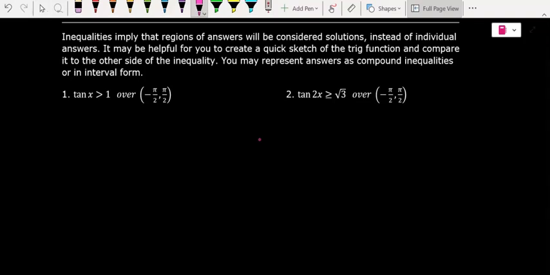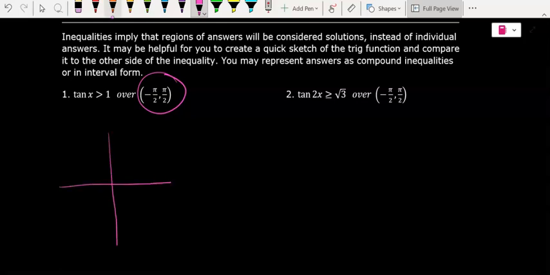So here I've got tangent x is greater than 1. So let's look at that. And I also have to pay attention, this is between negative pi over 2 and pi over 2. Well, conveniently enough, that's what I taught you guys to do when you graphed tangent, isn't it? I said that if we're going to graph tangent, we're going to graph that between negative pi over 2 and pi over 2. And so if I did that, I've got my tangent function right here.